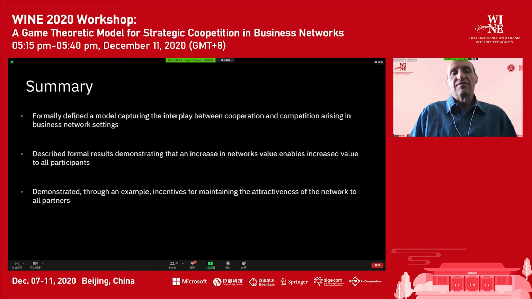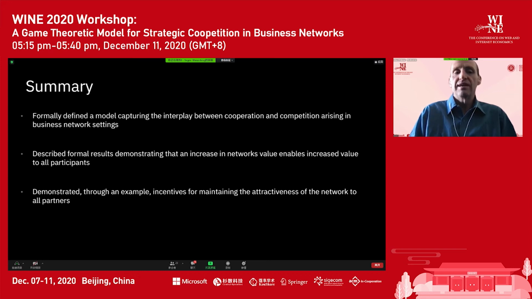So what we defined today is a model capturing the interplay between cooperation and competition arising in business networks. We described some initial formal results, formalizing the notion that an increase in network value enables increased value to all participants, and showed through an example why it's important to maintain the attractiveness of the network to all partners. So basically what we're looking for is not only how we can increase the overall value, but how we can increase it in a way that is valuable for each individual participant. We don't want participants to leave the network.